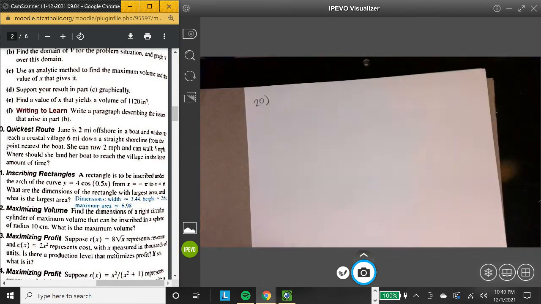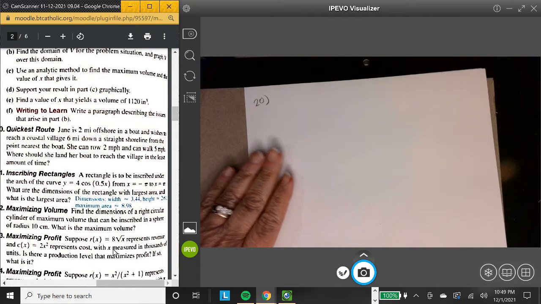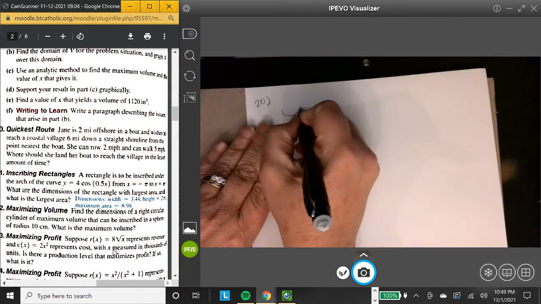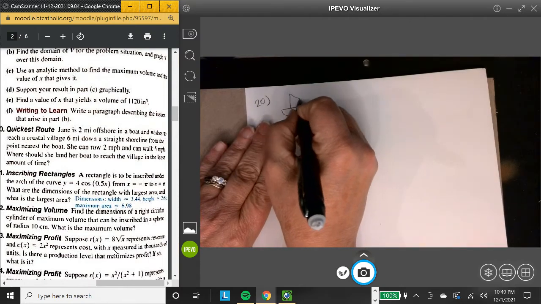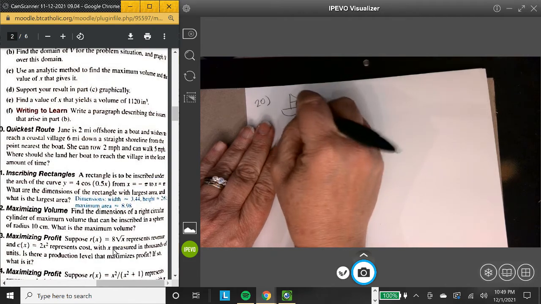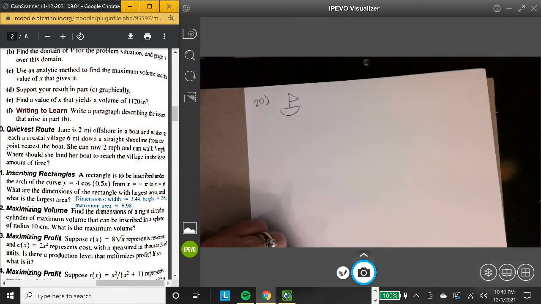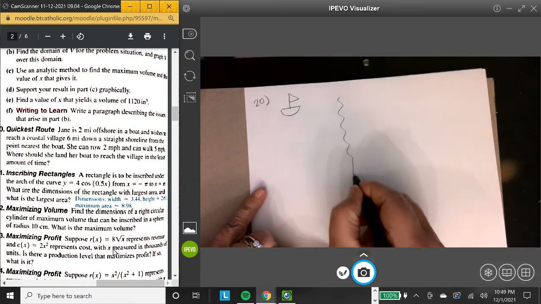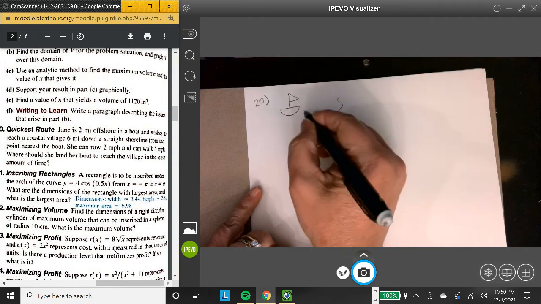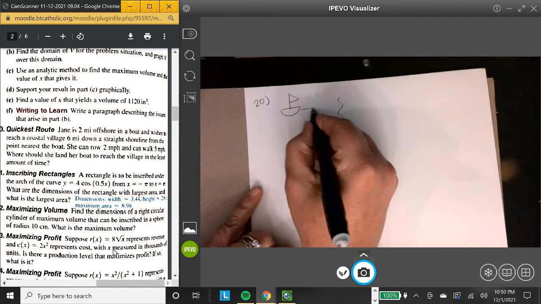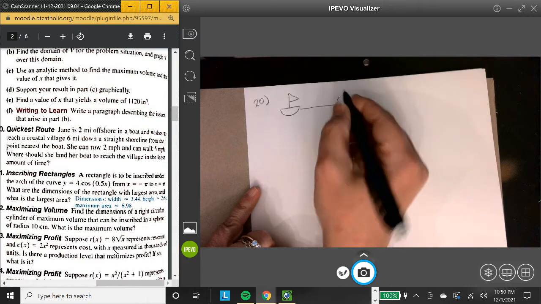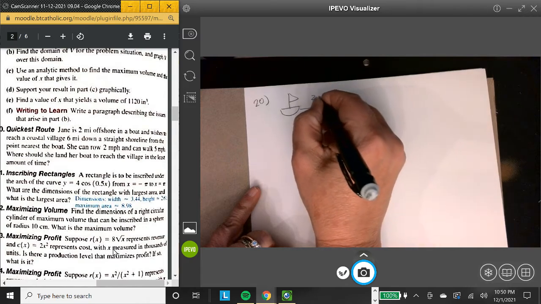Jane rows. Okay, Jane is 2 miles offshore in a boat. So here's Jane's boat with her nice little flag. She's 2 miles offshore in a boat and wishes to reach a coastal village 6 miles down a straight shoreline from the point nearest the boat. So here's my river, or my shoreline, and this is the river that she's in. Okay, so she is how far? It says 2 miles. So this is 2 miles.